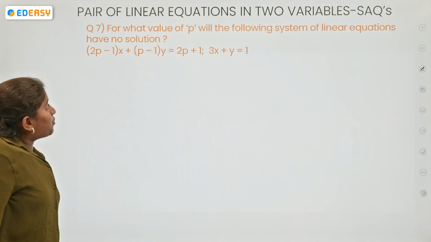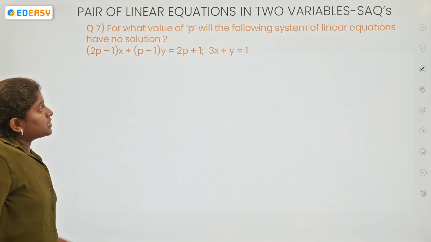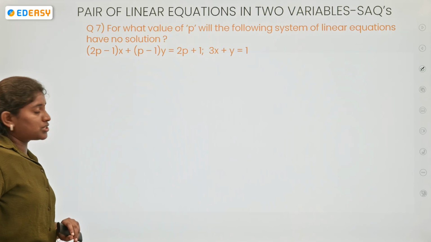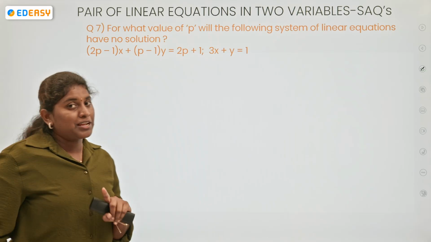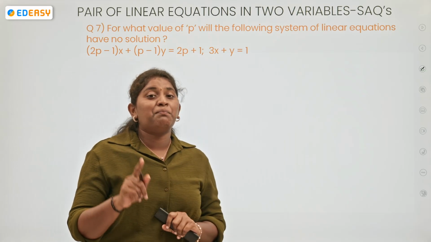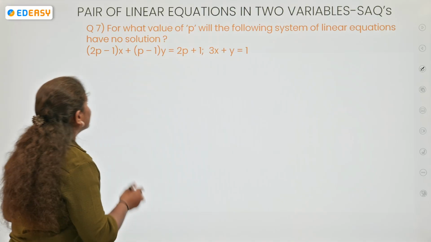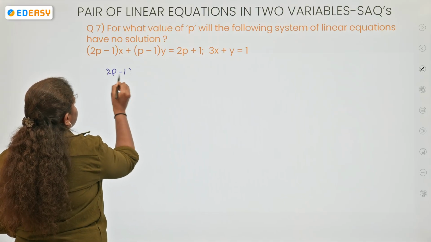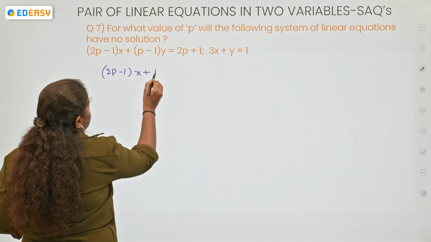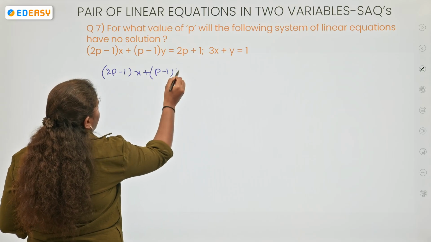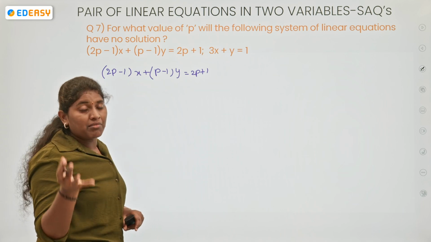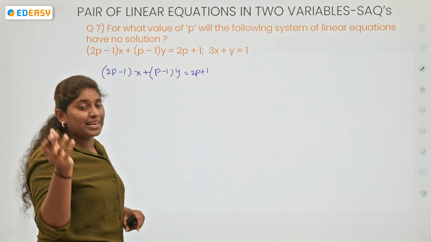Moving to the next, for what values of p will the following system of linear equations have no solution? No solution means what type of lines those are? Those are parallel lines, right? So coming to here, they give 2p minus 1 into x plus p minus 1 into y equals 2p plus 1. So just rewrite them in your standard form.